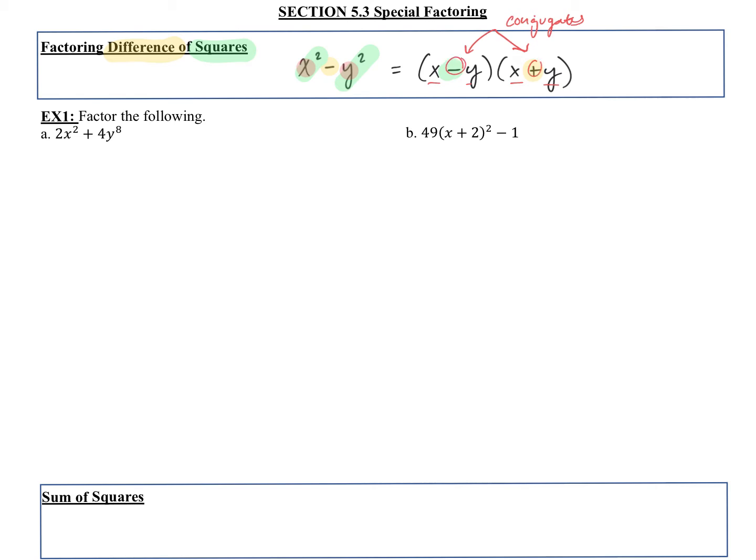Okay, so let's take a look at actually factoring. So real quick, there is a typo. Go ahead, cross this one out. It should be 2x squared minus 8y to the 8th power. Alright, so first we're going to check for a greatest common factor. Since both of these two terms are even, we can go ahead and pull out a 2. So we have x squared minus, oops, sorry, that should be a minus 4y to the 8th.